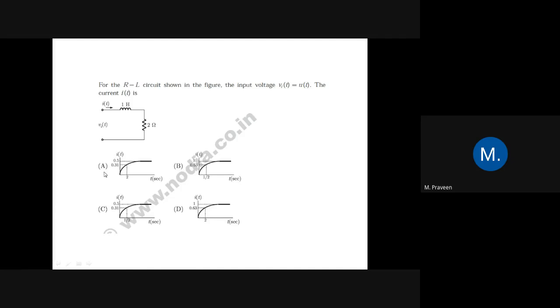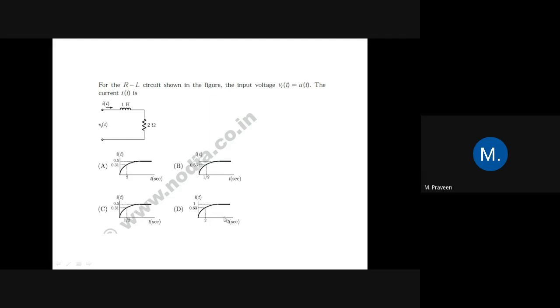So in option A, we have a time period of 2 seconds. From 0 to 2 seconds, the response of I of t is from 0 to 0.315, and after that it is 0.5, it is constant. For option B, from time 0 to 1/2, it goes from 0 to 0.63, and after 1 it remains constant. And for option C, from time 0 to 1/2, it changes from 0.30 to 0.31 and so on up to 0.5. After 0.5, it is constant.